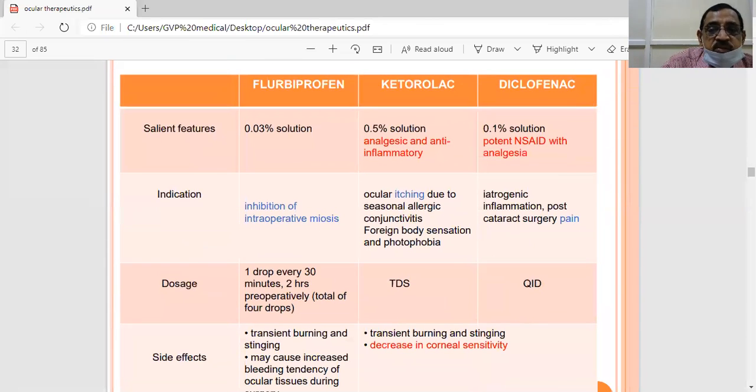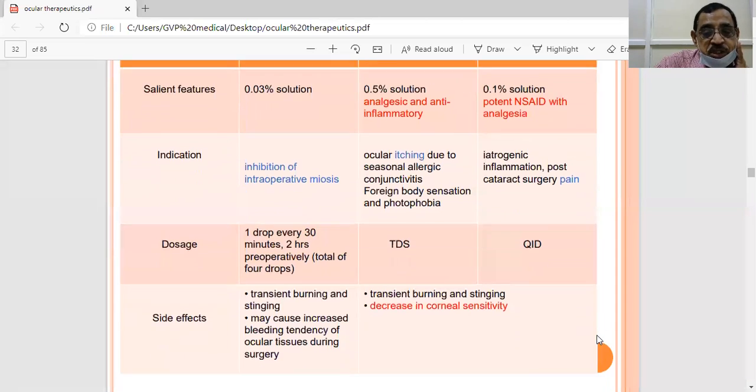The various NSAIDs we have are flurbiprofen, ketorolac, and diclofenac. The salient features, indications, doses, and side effects: flurbiprofen is a 0.03% solution. The indication is inhibition of intraoperative miosis. 1 drop every 30 minutes, starting 2 hours preoperatively, a total of 4 drops can be given. It may cause transient burning and stinging sensation and increased bleeding tendency of the ocular tissues during the surgery.